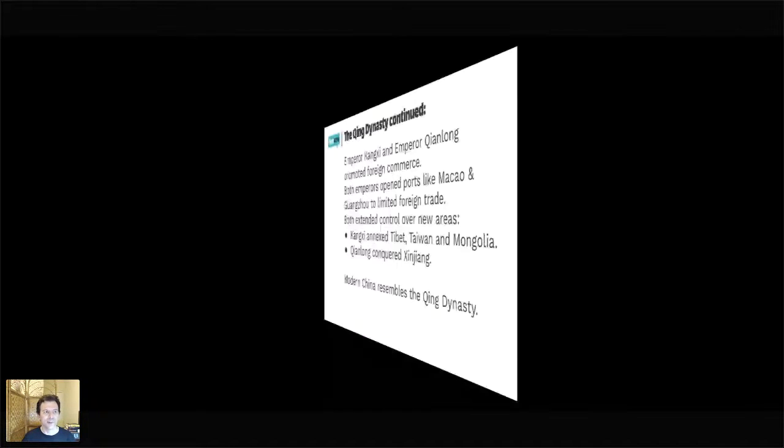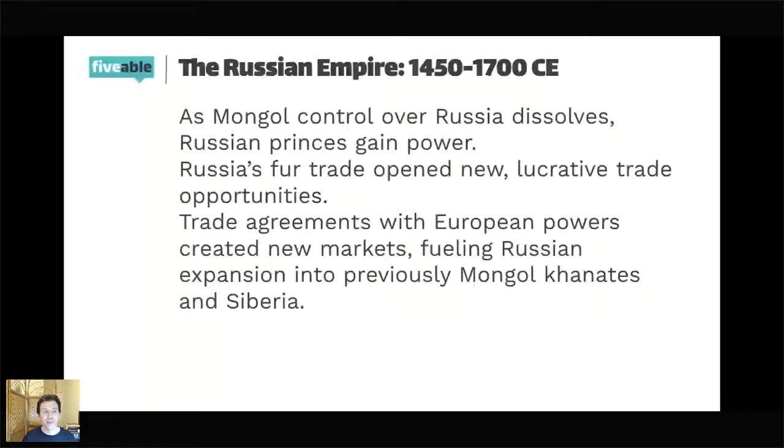Now we're going to slide over to the Russian Empire, 1450 to 1700. As you may have remembered from prior streams, the Mongols had the Khanate of the Golden Horde. There's a name for you. Wow. It makes you think twice before you mess with them.